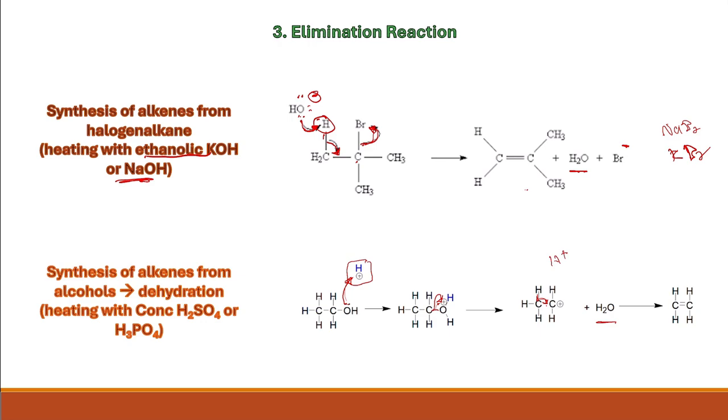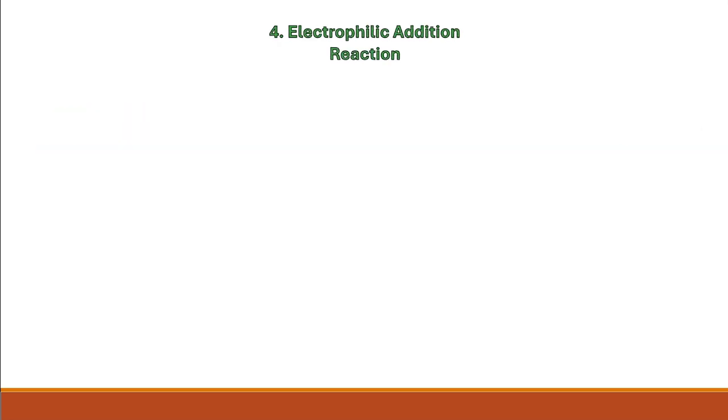This is why the sulfuric acid or the phosphoric acid is used just as a catalyst, because you added a proton at the beginning and a proton has left at the end as well. And that will give you the final product, which is the alkene.